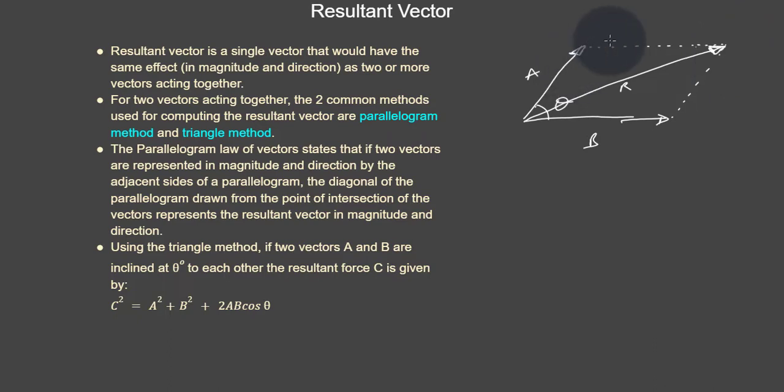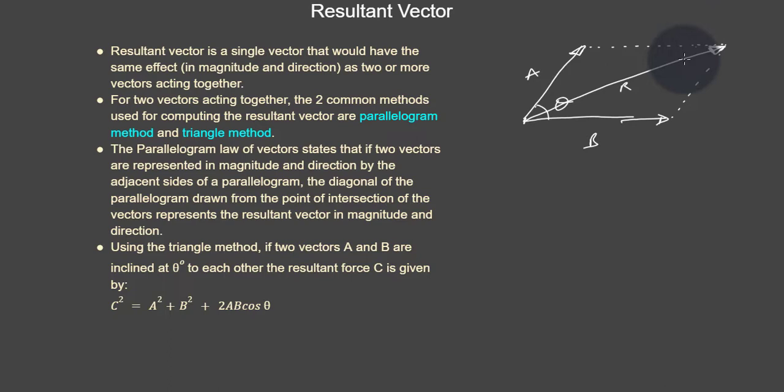We have two vectors A and B acting together, and let's say they intersect at a point. The diagonal of the resulting parallelogram is the resultant vector in magnitude and direction. Magnitude means the length of the diagonal will be the magnitude of the resultant vector, and the direction of this diagonal will be the direction of the resultant vector. So that's what the parallelogram law of vectors states.